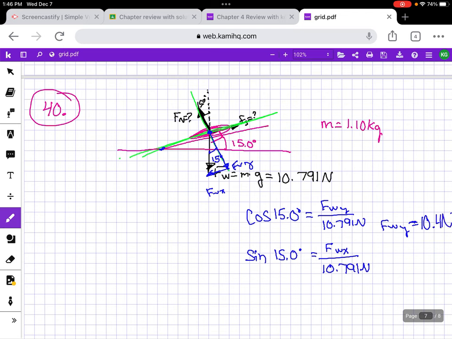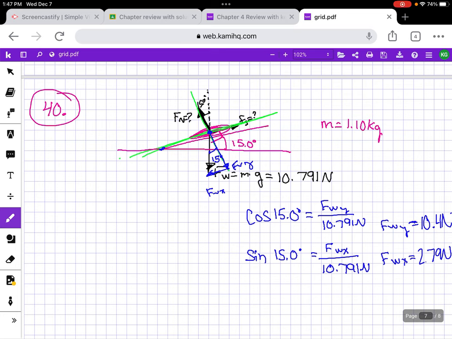10.4 newtons. We're going to do 3 sig figs here, so I have to write them all out. Force weight in the X is sine of 15 times 10.791. Hey, what's going on? Maybe the battery's dying on my pen here, I don't know. 2.79 newtons.